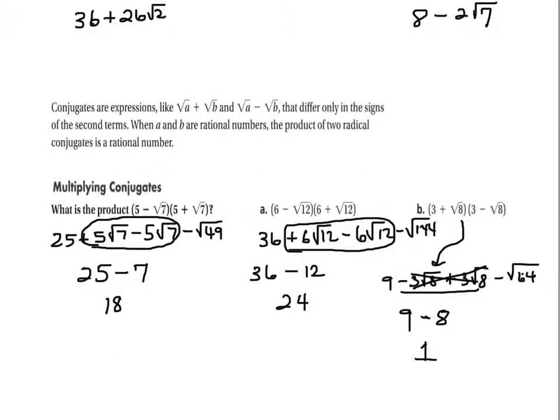So we talked about using the FOIL method to multiply binomials, and we also talked about what conjugates are here in part 2. Don't forget to watch part 3 as well. This concludes section 6.3 part 2.